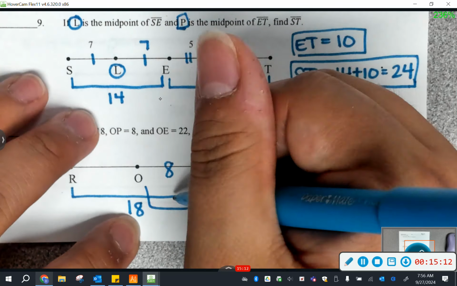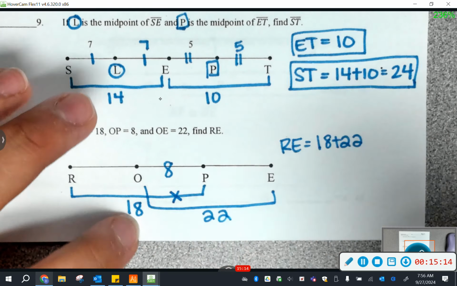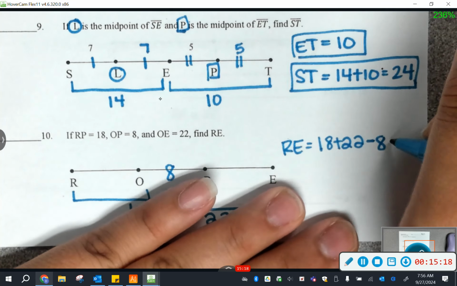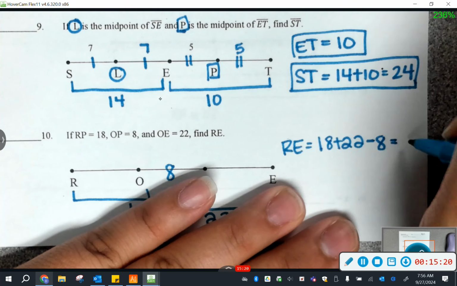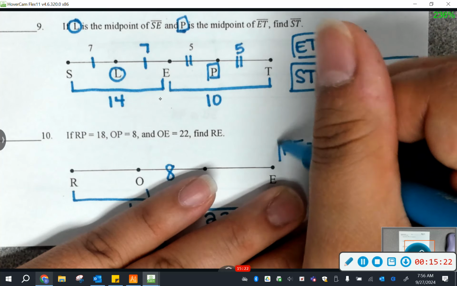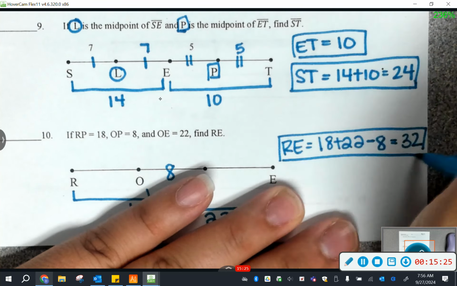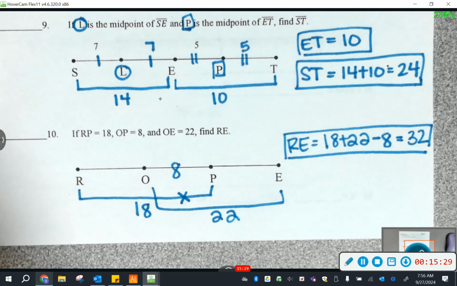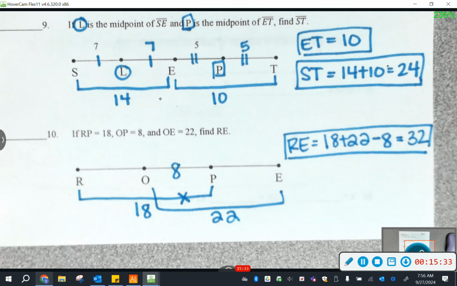I got to get rid of one of them. How can I get rid of one of them? Minus 8. And what do I get? 32. Add the two together and then subtract that middle one is what you are going to do. Actually, there's like 5 different ways you could have done that. So that's just one of the ways.